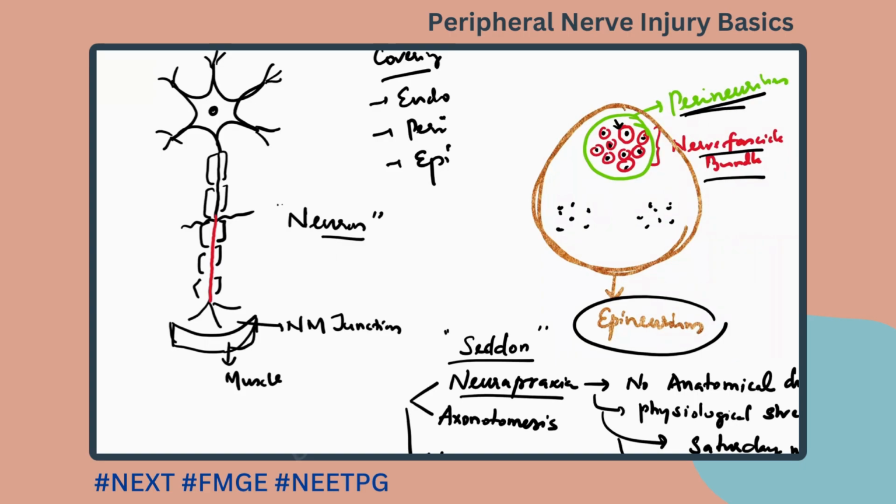Now from here, what happens? The nerve starts growing again. So a new nerve starts coming, and this new nerve growth occurs at the rate of 1 millimeter per day. So the new nerve regenerates at the rate of 1 millimeter per day.